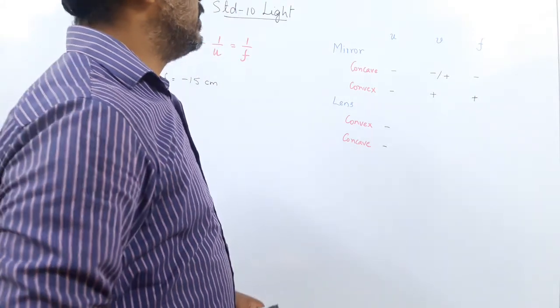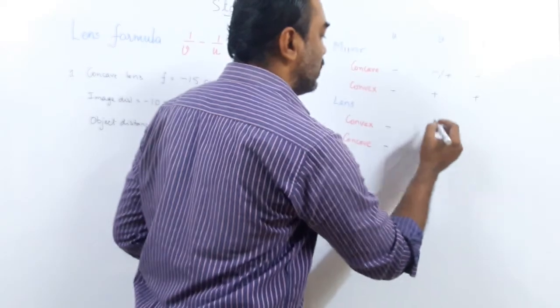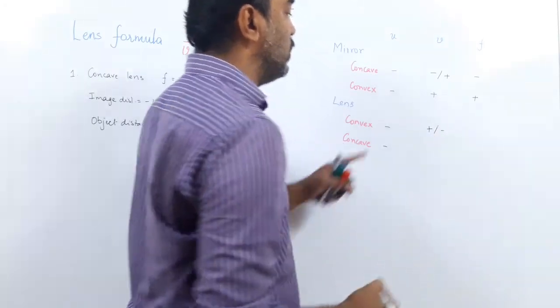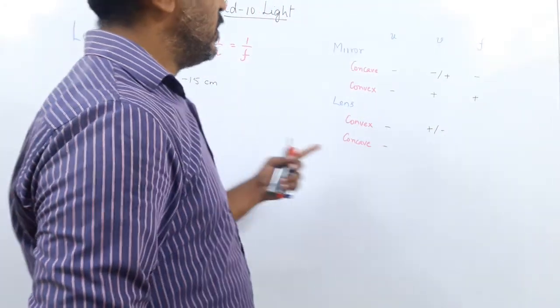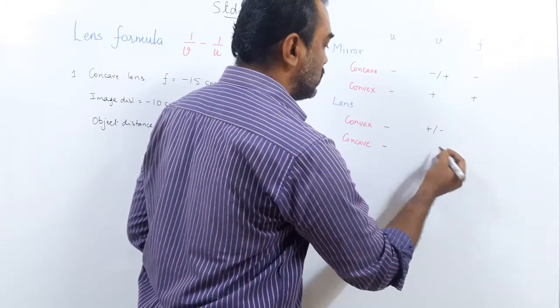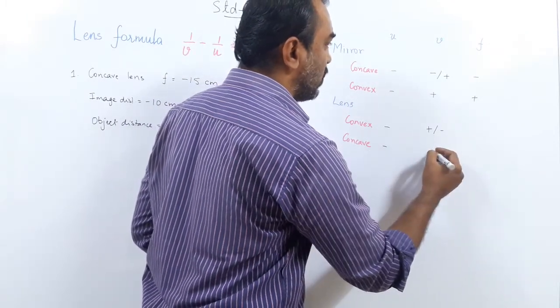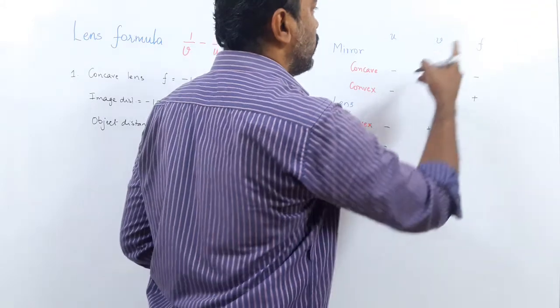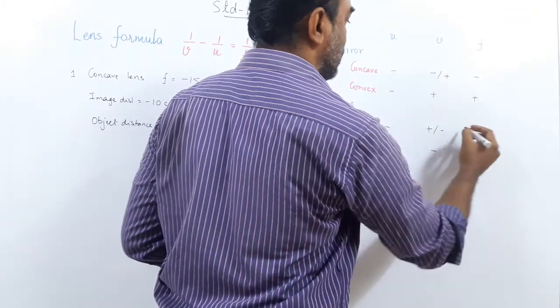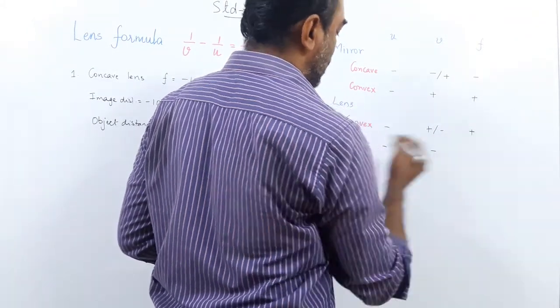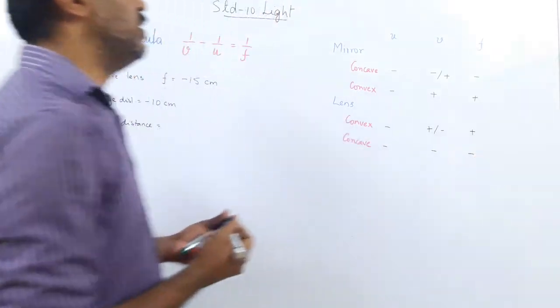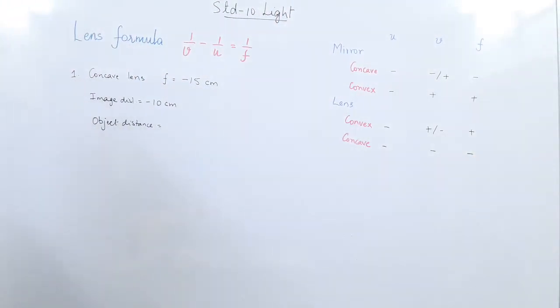For the convex lens, the image is formed on the right side, so v is always positive. In the last case, the concave lens, v is negative because the image forms on the left side. In the concave lens, the image is always on the left side, so it remains negative. The focal length of a convex lens is positive on the right side, but for a concave lens it is on the left side, negative. So this is the sign convention.